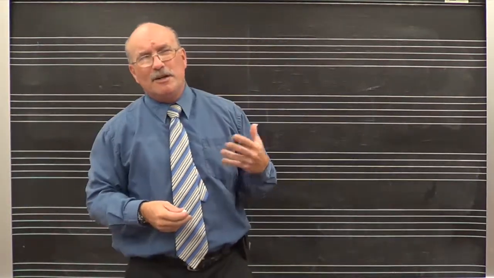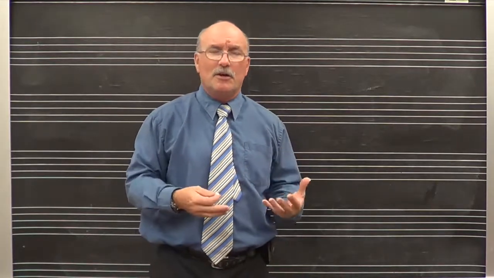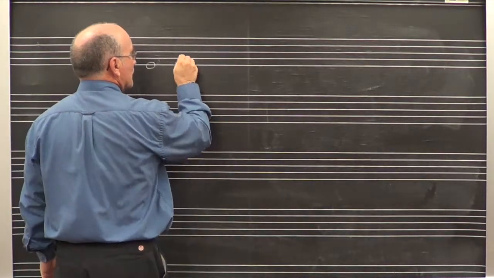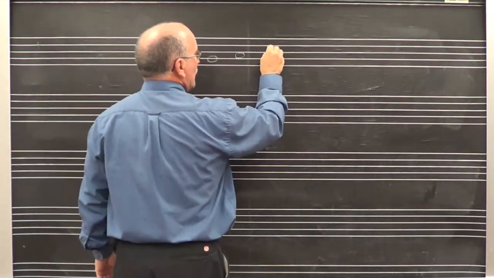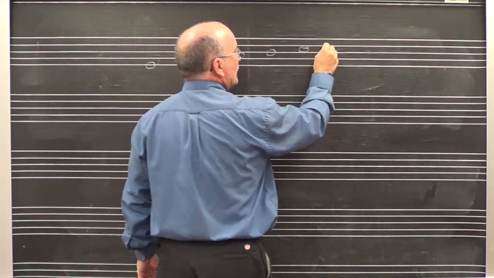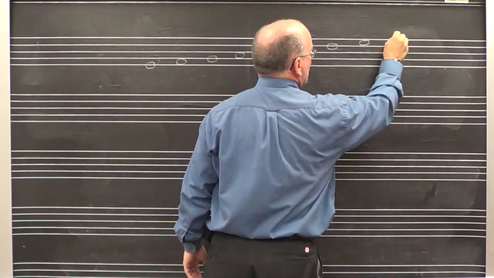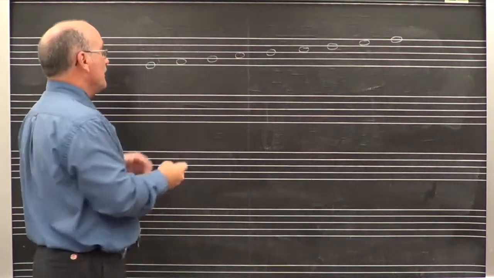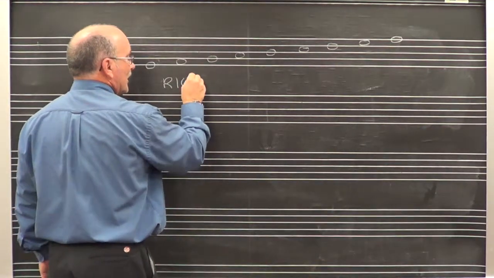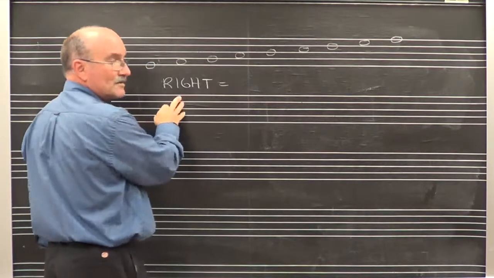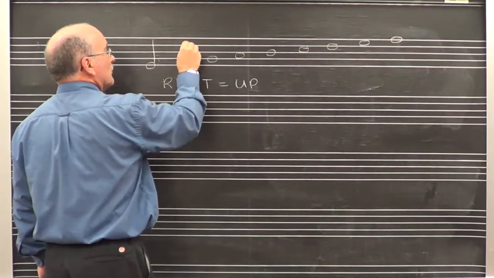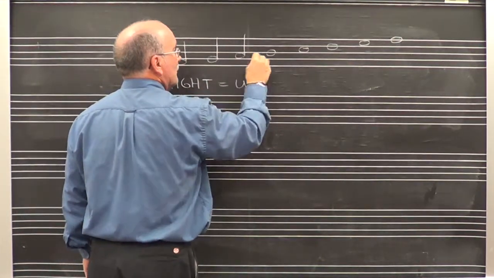Now the second part of this assignment is stem direction. And this is where it seems to always be a little confusing. So let's try and make this as simple as possible. Whenever you have notes on the staff, once you hit that middle line, that is the determining factor for which way the stems will go. So very simply, if you write the stems on the right side, that is the same as drawing them up. So therefore, when they're on the right side, the stems go up.